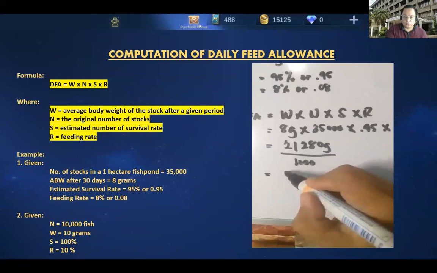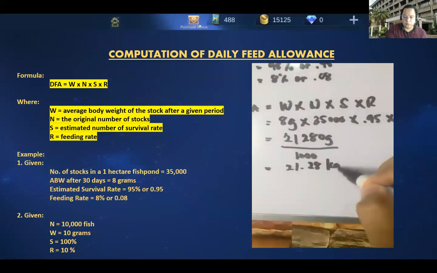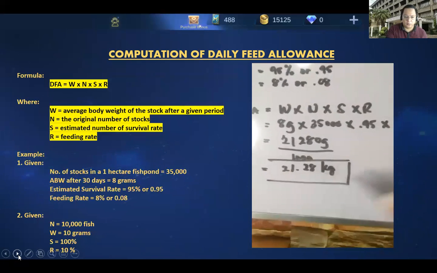Okay, so our answer now is 21.28 kilograms.